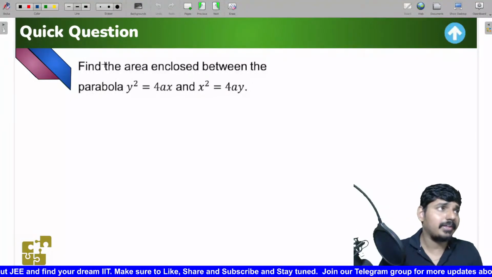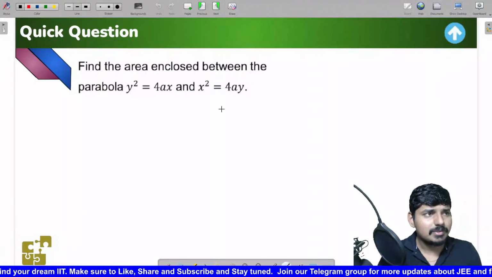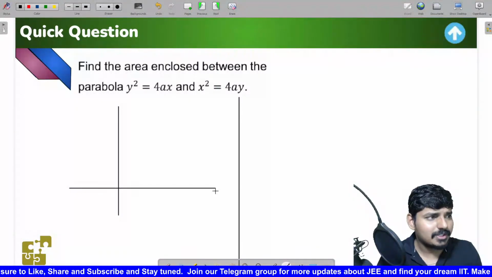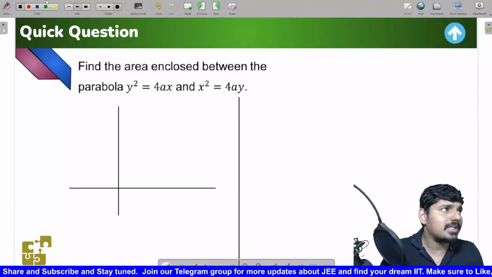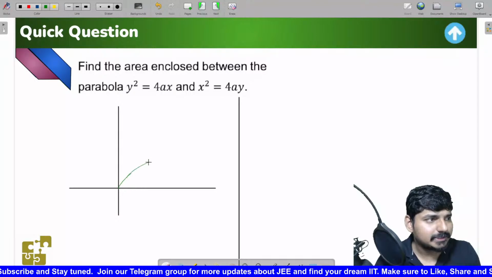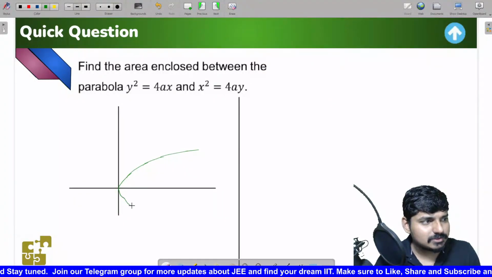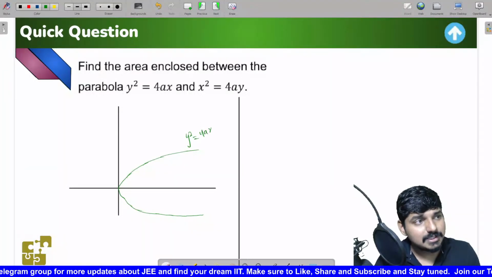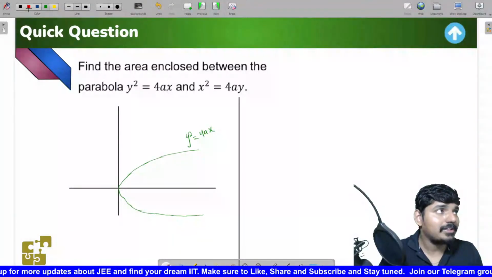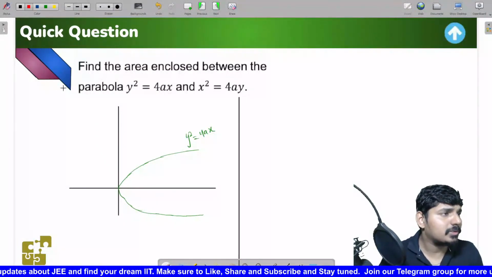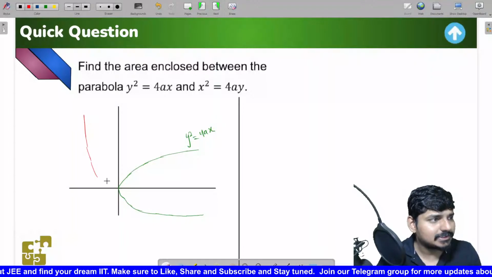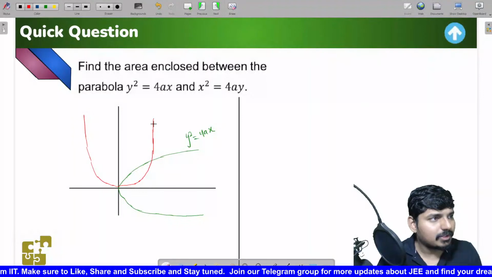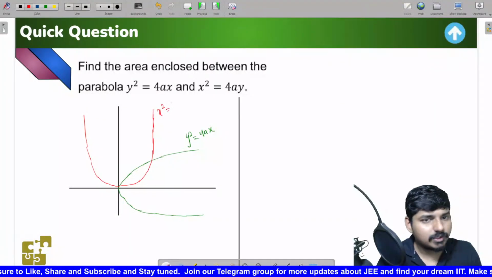So how do we do this, everyone? Well, we can do it in this way. You see, first let me draw the diagram. Here, we need to figure out the region between the two parabolas. So first let me draw the y square is equal to 4ax parabola. It's going to look something like this. And then x square is equal to 4ay. Well, that parabola is going to look something like this. So this is the parabola you are going to get, x square is equal to 4ay.